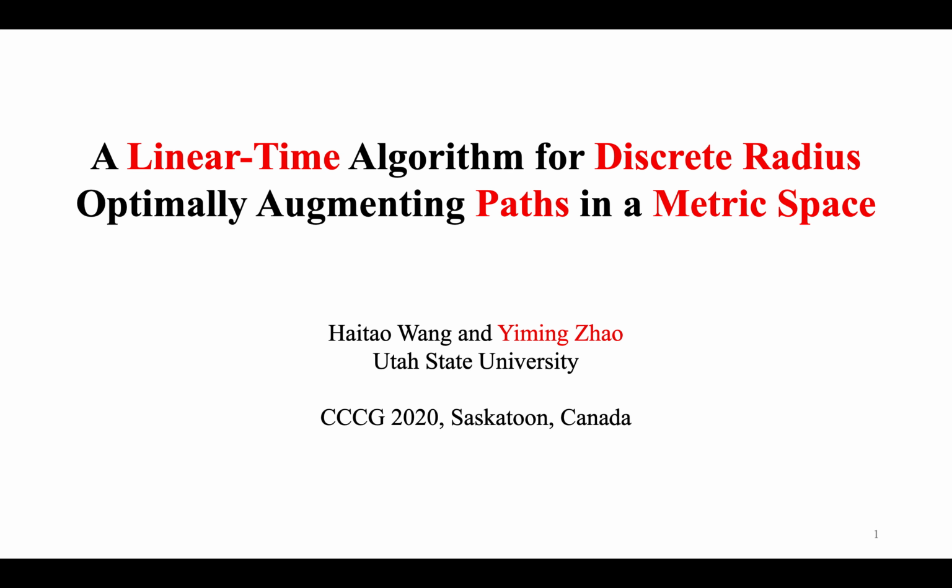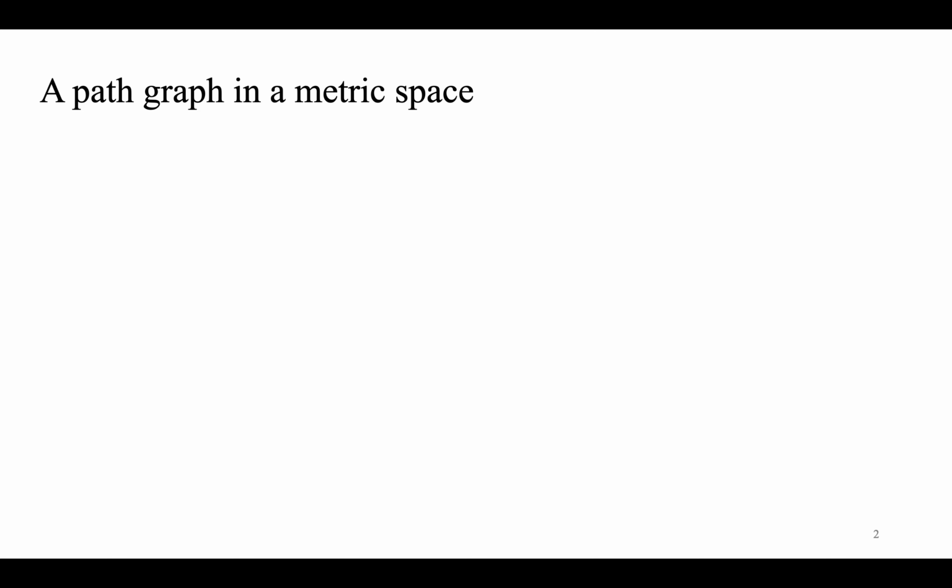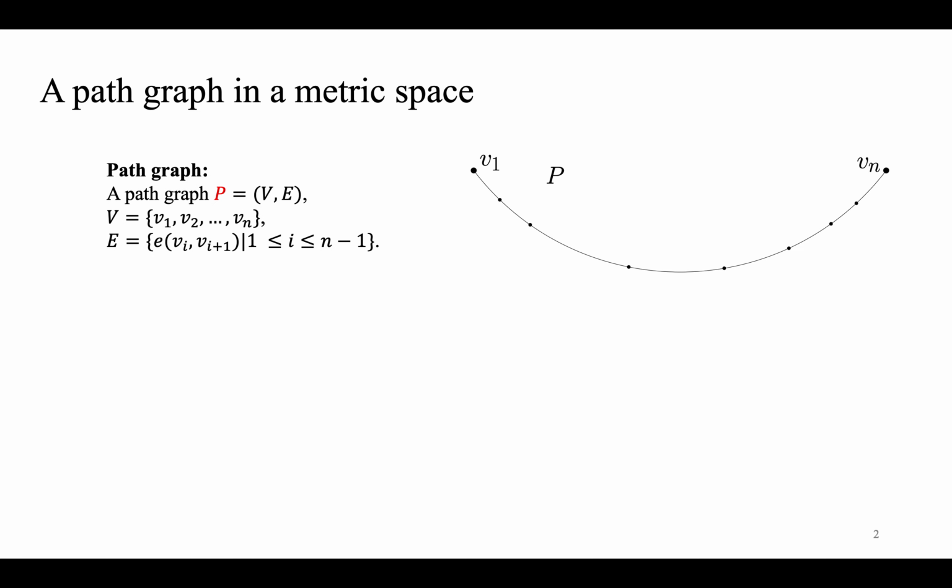Welcome to my video presentation about the linear time algorithm for discrete radius optimally augmenting paths in a metric space. Let me first introduce the path graph and the metric space. A path graph with n vertices can be listed from v1 to vn, such that their edges are vi vi+1, where i ranges from 1 to n minus 1.